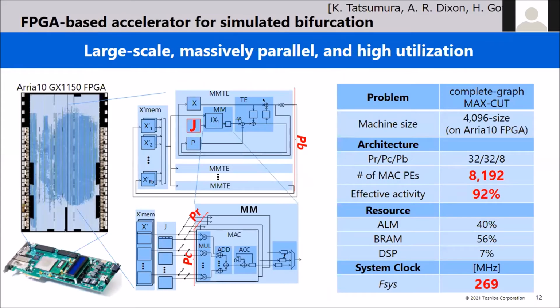By fully utilizing the parallelism in the SB algorithm, we have developed a massively parallel accelerator for SB. In this FPL 20 paper, we presented an implementation of our SB accelerator with full spin-spin connectivity on an Intel Arria 10 FPGA for the benchmark problem, the complete graph max-cut problem. The implementation supports up to 4096 spins. It has 8,192 MAC processing elements. Their activity is 92%. That is, the 8K processing elements do effective calculation for 92% of the time.